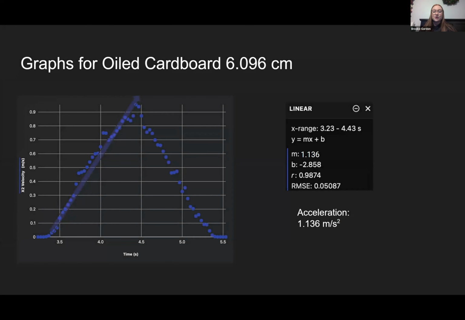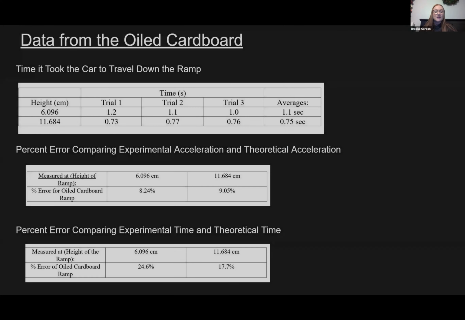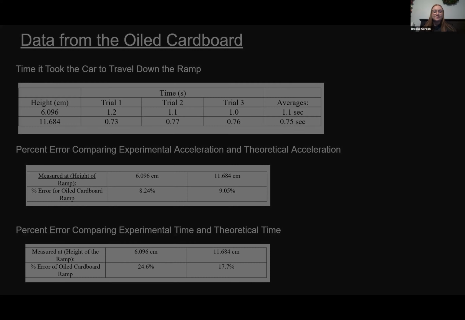The oiled cardboard at 6.096 height had an acceleration of 1.136, and at the 11.684 height, an acceleration of 2.258. The average time for the lower height was 1.1 seconds, and for the taller height was 0.75 seconds. The percent error for acceleration was 8.24 for the lower height and 905% for the taller height. The percent error for time was 24.6 for the shorter height and 17.7 for the taller height.